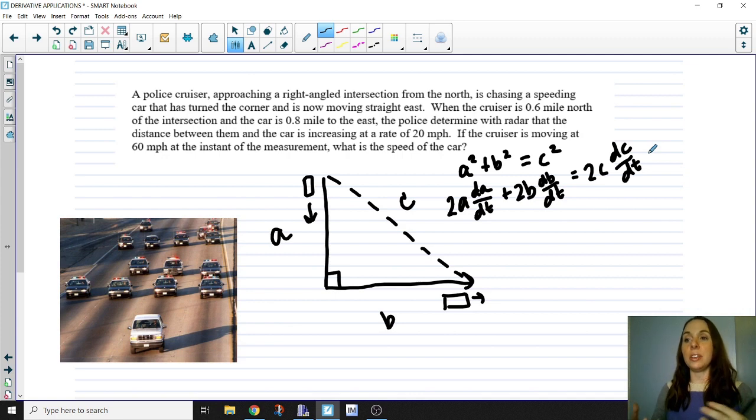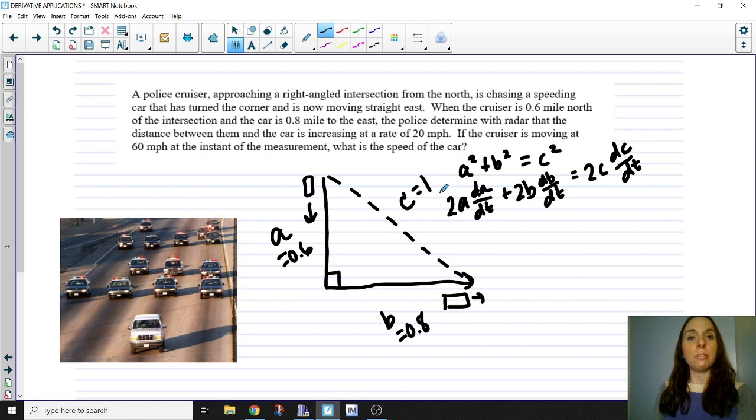And I usually talk about that briefly with my students and then have them do it. For example, we know that at this moment in time, A is 0.6, B is 0.8. We don't have a C value, but could we easily know what the C value is? Yes, if we just go back to the original form of the Pythagorean theorem, filling in 0.6 for A and 0.8 for B, or just using a Pythagorean triple here, we can easily find that C is equal to 1 mile.